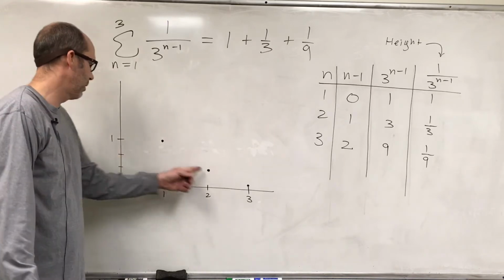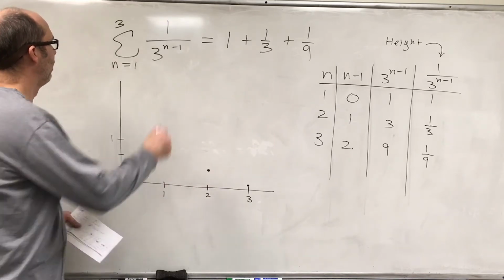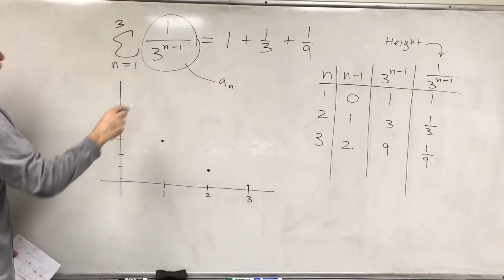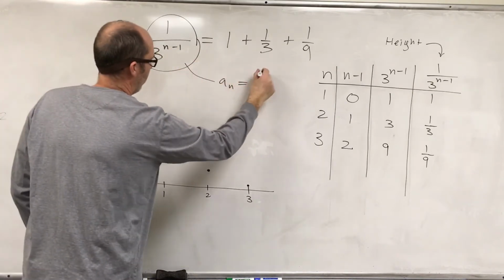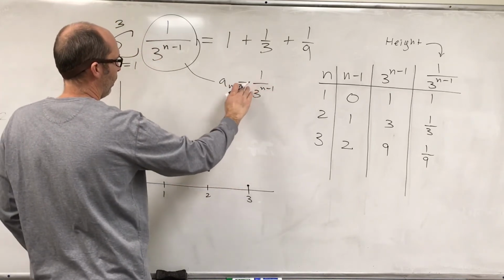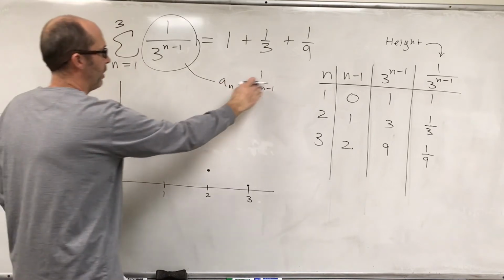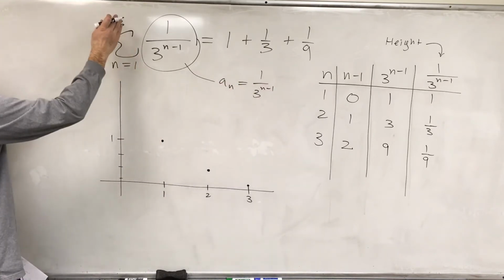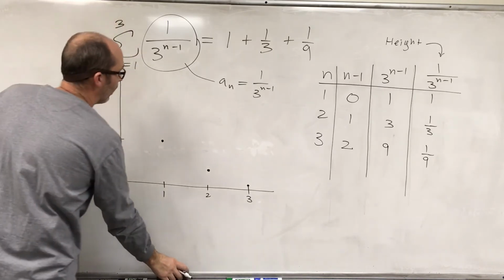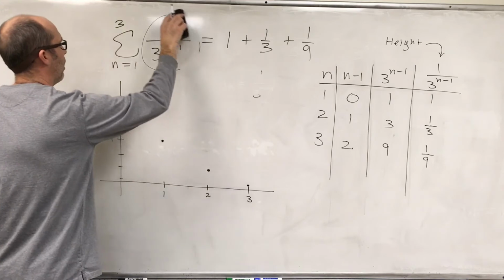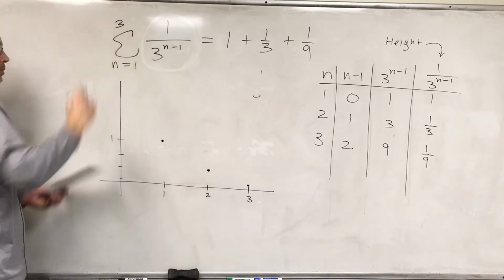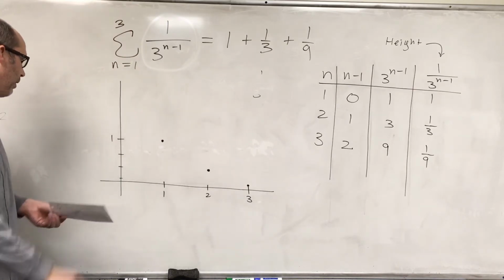Remember, this is the graph of your a_n. This is the graph of the sequence a_n equals 1 over 3 to the n minus 1, for n equals 1, 2, and 3. Now we want to graph the sum, right? So we need area to represent that.